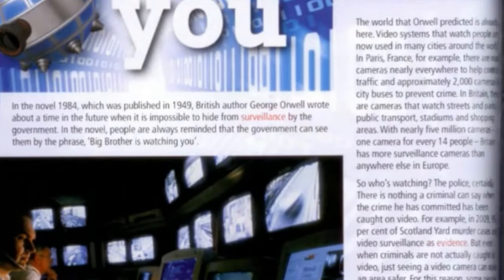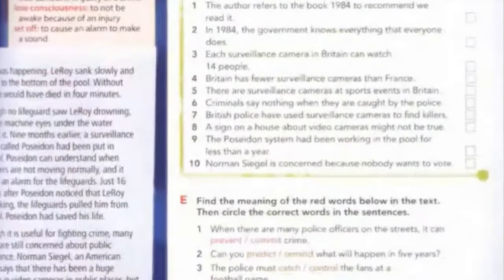Okay, it says in Britain, there are cameras that watch streets and parks, public transport, stadiums, right? There are cameras at the stadiums. That means they have a surveillance camera at sports events. Correct. Okay, what about the others? Jinya already got the answer for number 9. Okay, Jinya says number 9 is true.